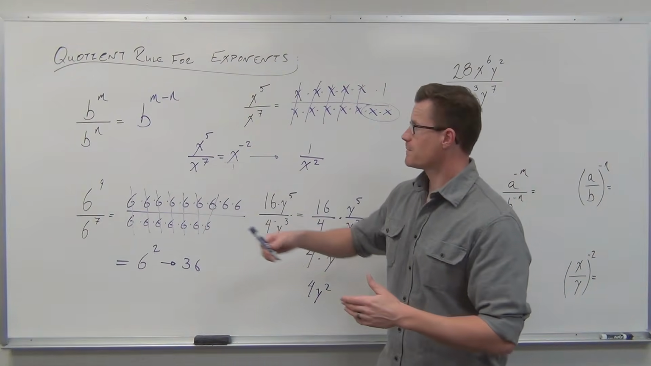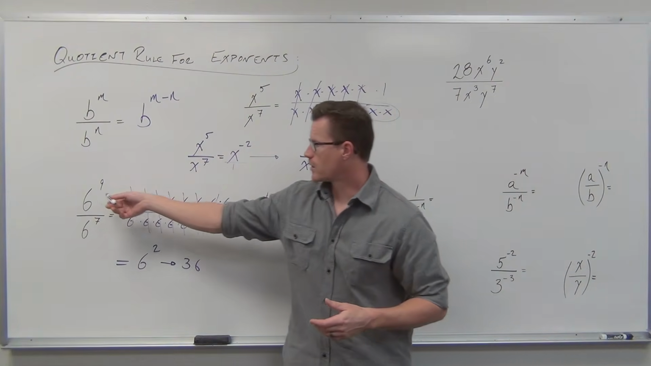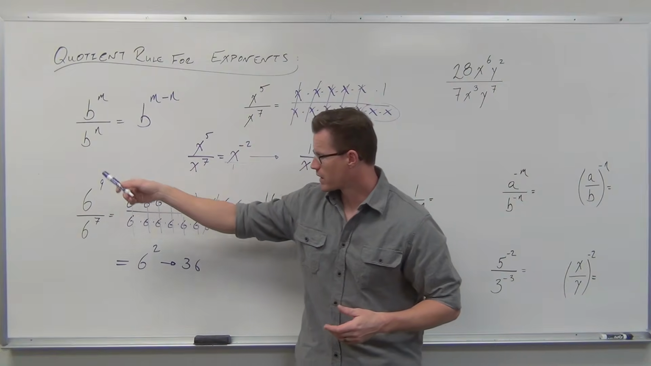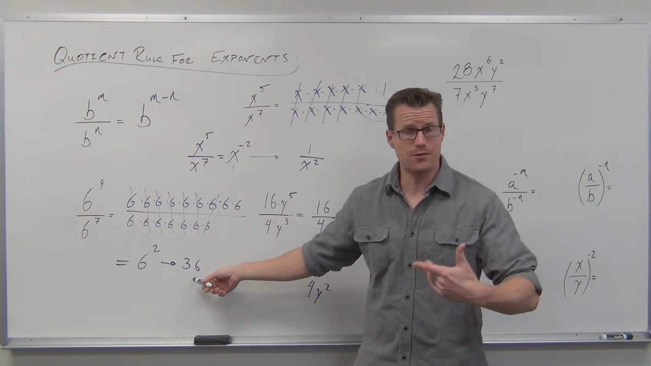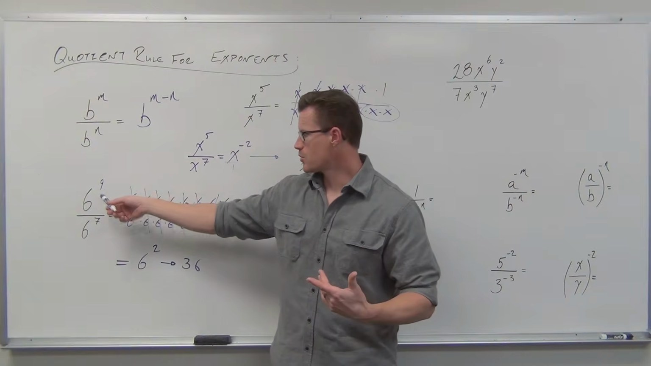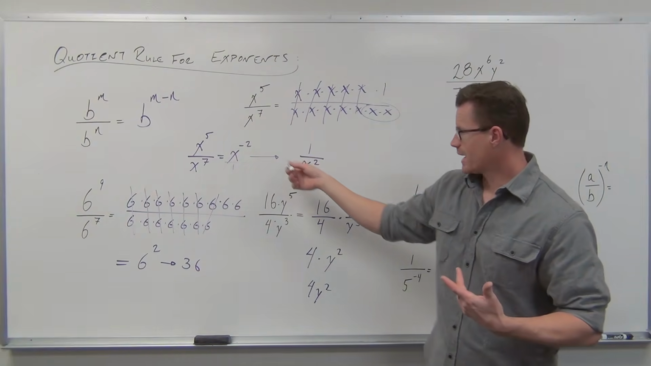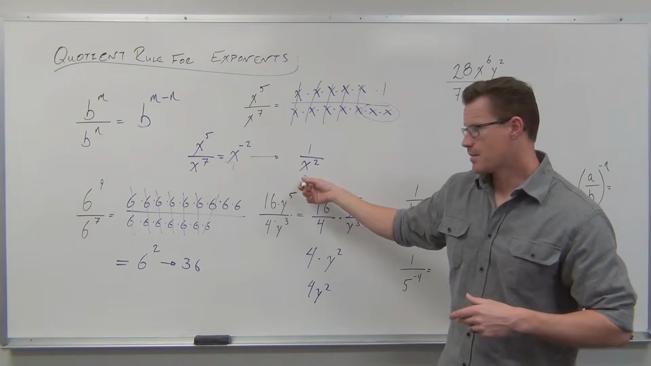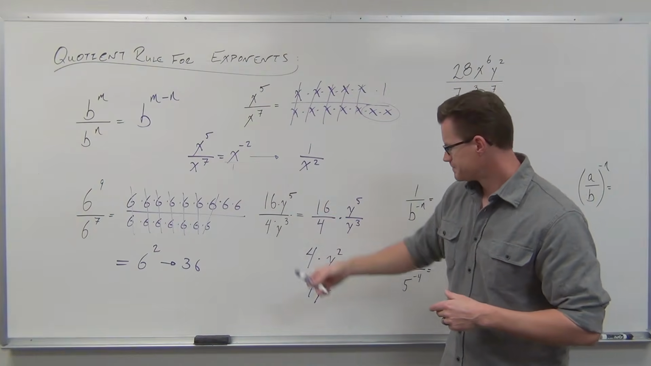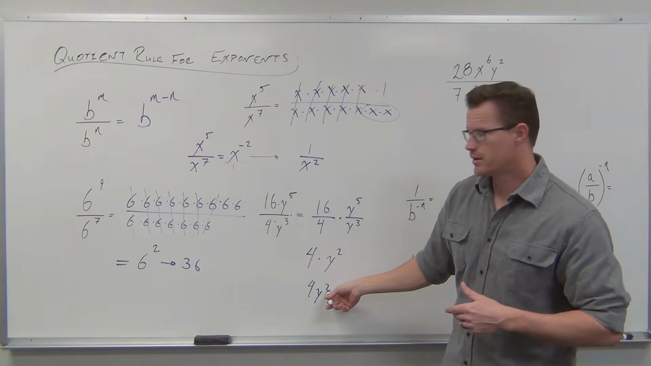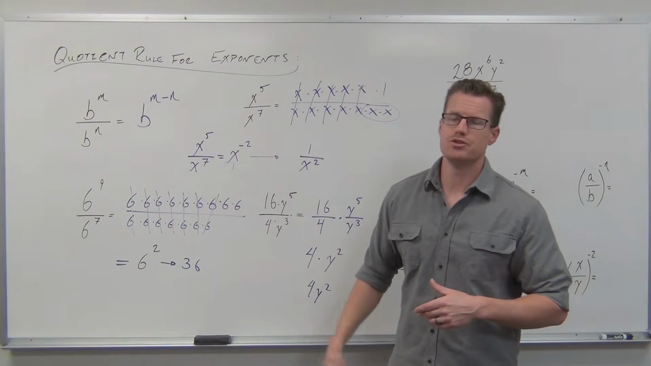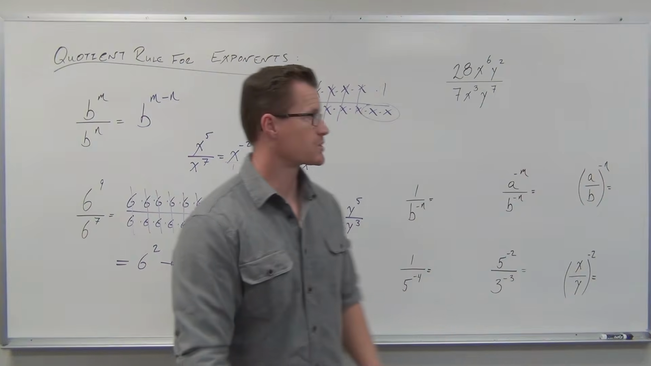So what we're doing, we're subtracting. Where the larger power is, that's where your final answer is going to be for every factor. So more 6's on the numerator, the answer is going to be on your numerator. More x's on the denominator, your factor is going to be on the denominator. More y's on the numerator, your y's are going to end on the numerator. Divide your numbers, do not subtract them. Exponent rules only apply to exponents.